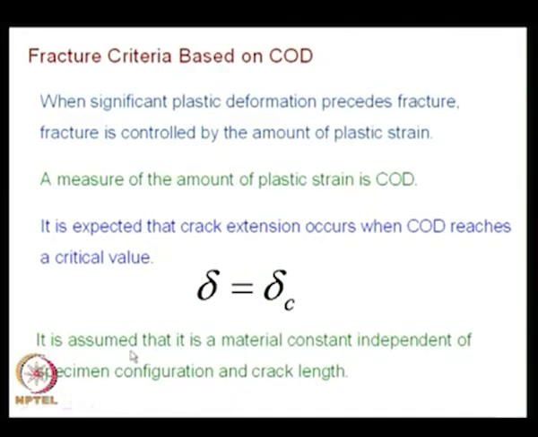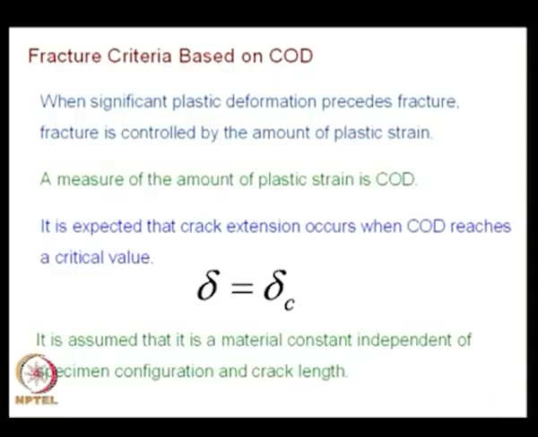And it is assumed that it is a material constant independent of specimen configuration and crack length. See, if this assumption is not made, you cannot take it for practical geometry. Unless delta C is a material constant, you will not be able to investigate the fracture. Like we have looked at, fracture toughness becomes a material property under plane strain situation. Under suitable circumstances, you can take it as a material constant and proceed with it.